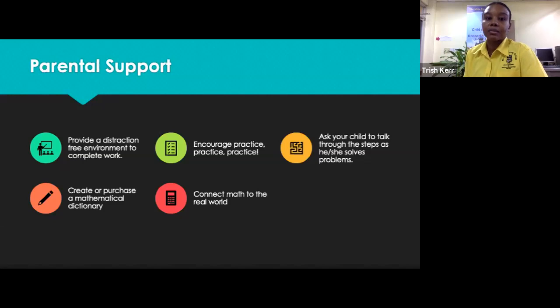Ask your child to talk through the steps as he or she solves the problems. Now, that is one very important step. If you're helping your child and they're doing, say, addition at grade 3 level, they might be doing addition with number regrouping. If you realize they're having a problem with that, then ask them to talk through the steps. When they talk through the steps, you will be able to see whether or not they fully understand the procedures in solving the problem. If you hear them making mistakes, then that gives you the opportunity to say, no, man, look here. This is what, repeat that one, what did you say? And you can redirect them, you can correct them at that stage.